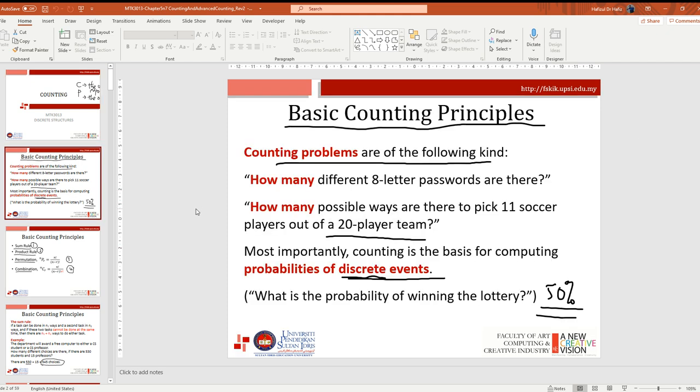Okay, then the basic counting principle for the counting problems are of the following kind. How many different passwords are there? How many possible ways are there to pick 11 soccer players? Okay, we are defining the domain out of 20 players. Most of the time, this one is computing the probabilities of discrete events. Okay, and then lastly, what is the probability of winning the lottery? It is 50-50%.